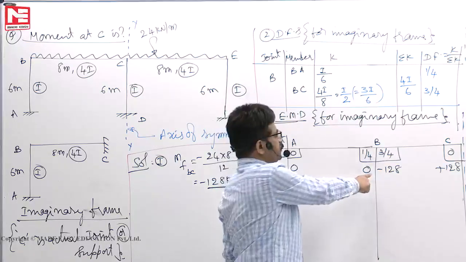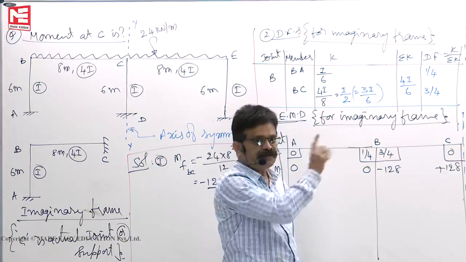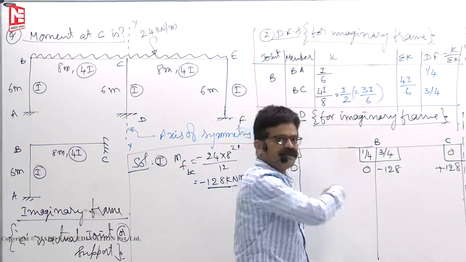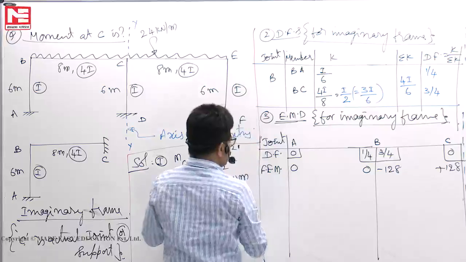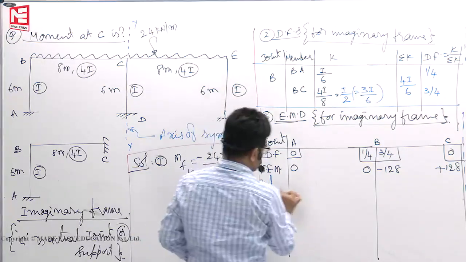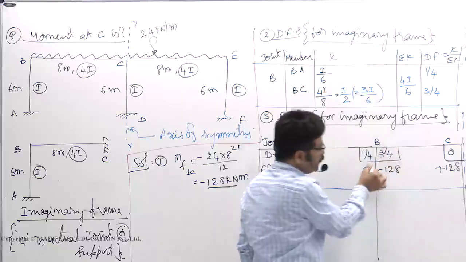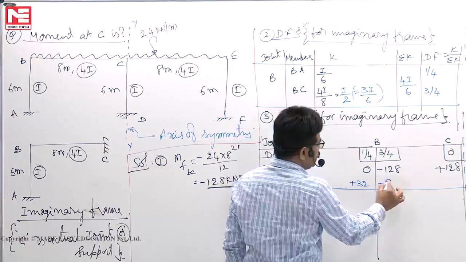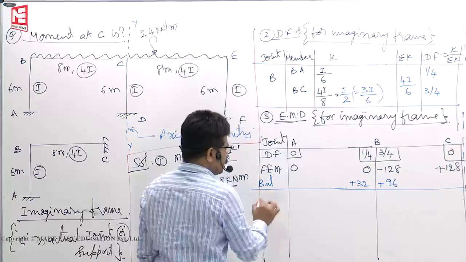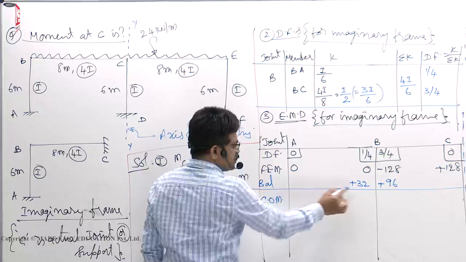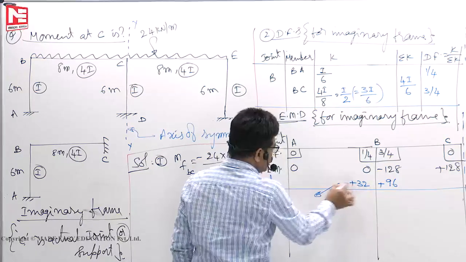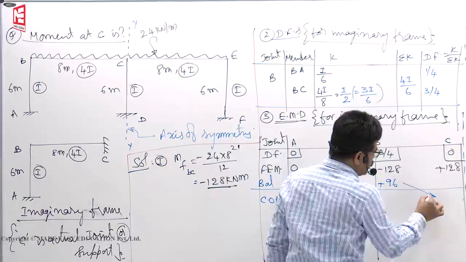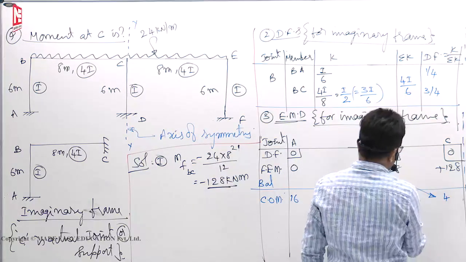But at B, to lock it, minus 128 is required, but B is not locked. So unlock it. To fix it, minus 128. To release it, plus 128 you have to apply. That is called balance. So plus 128 into 1 by 4, you will get plus 32. 32 into 3, 96. Then the carry over moment. See, at A half the moment is carried over because it is a fixed support. Out of 32, 16 will come here. Out of 96, half of that, 48, will go to C.